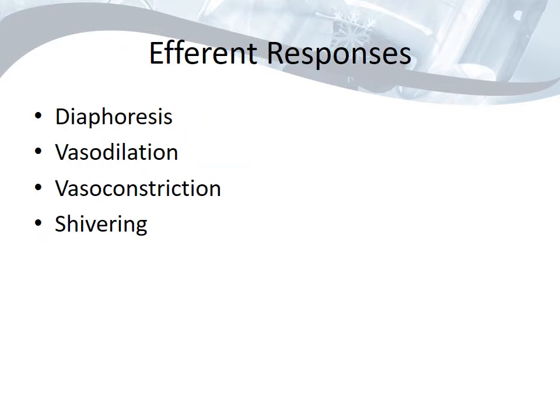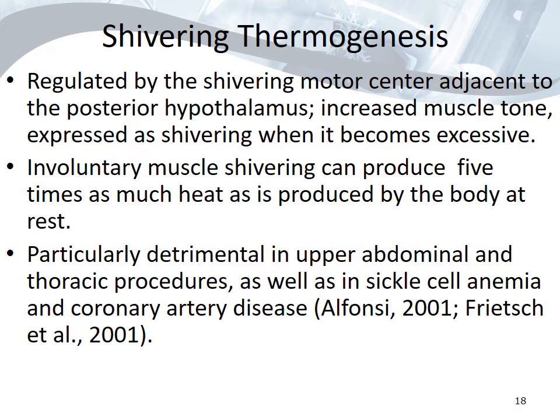Shivering thermogenesis is regulated by the shivering motor center adjacent to the posterior hypothalamus. It basically sends a signal causing us to shiver. Shivering can increase metabolic rate significantly. At one point, it was taught in anesthesia school as much as 500%. The literature I've read says that's a little bit of an exaggeration. But this is an important piece of information.